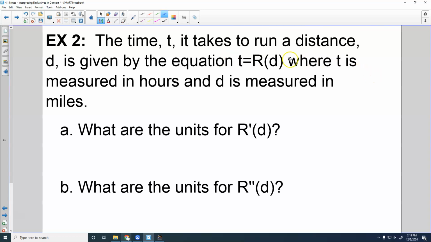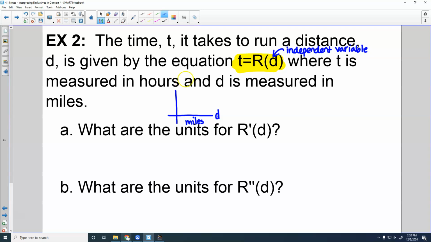But you got to pay attention to the way they've given this problem. What is your independent variable? What's your horizontal axis? Okay, look right here. What's inside of the parentheses? That is distance. This is your independent variable. So for this problem, D is on your x-axis. Your distance is on your x-axis, and that is measured in miles.